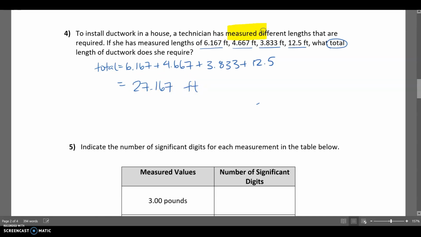These are measured values, so we need to consider again the accuracy and precision of our measurements and what we can report in our answer. Our operation here is addition, so we need to consider the precision in our final answer, which means we're looking at our least precise measurement, which is here. 12.5 is only measured to the nearest 1/10 of a foot. I need to round my final answer the same way, so I'm going to round it to the nearest 1/10 of a foot. I look one digit to the right, it's a 6, so I'm going to round up to 27.2 feet.